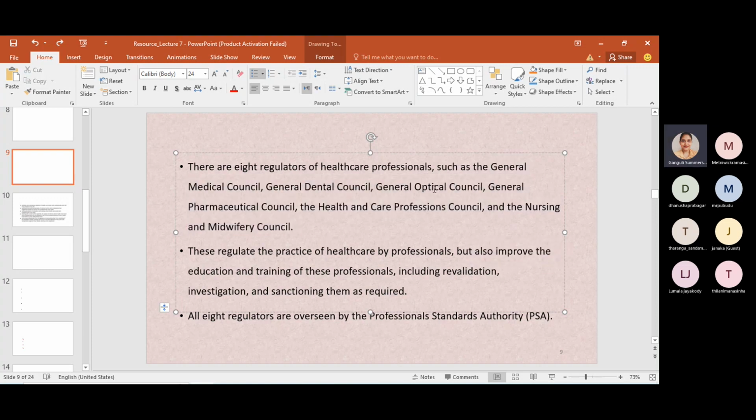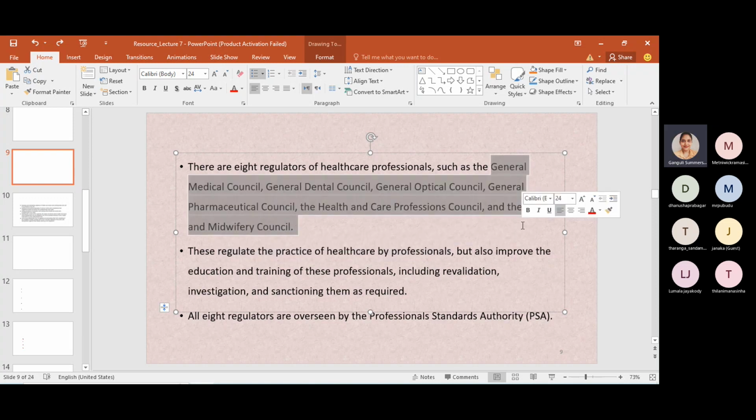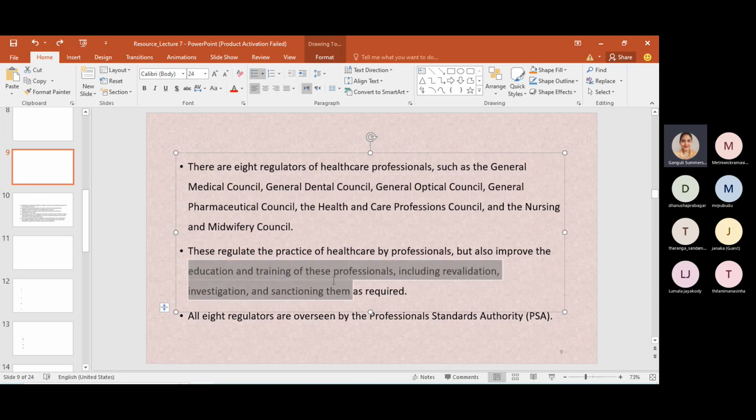Okay, so these bodies, like these entities, regulate the practice of healthcare by professionals. These regulators basically regulate the people or the professionals. Okay, so these regulators sometimes provide education and training for these professionals. And revalidation, investigation, they sometimes investigate the professionals, and sanctioning them as required. Sanctioning means punishing.